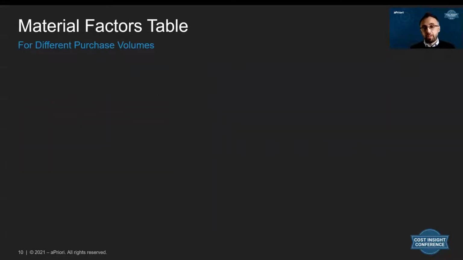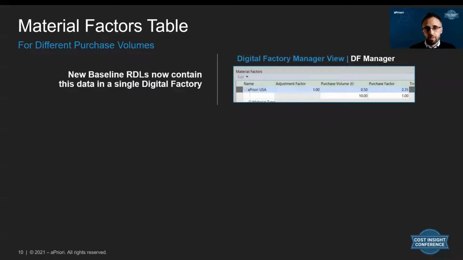Another capability that the material factors table enables is distinct pricing for multiple purchase volumes. So pre-21.1, customers either used high volume material RDLs or low volume ones. As from 21.1, all data regarding low and high volume material rates is now contained in a single regional data library. Also, users with Digital Factory Manager rights have the ability to add additional purchase volumes and pricing, as well as edit the starting point values in the material factors table. This enables you to perhaps use high volume material rates for one commodity group or digital factory while using low volume material rates for another.